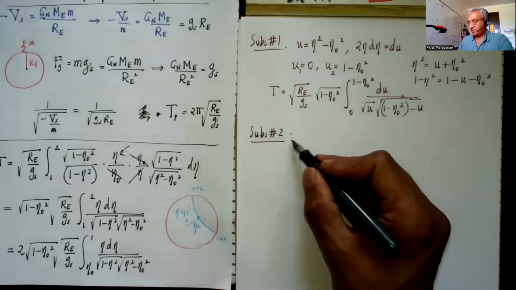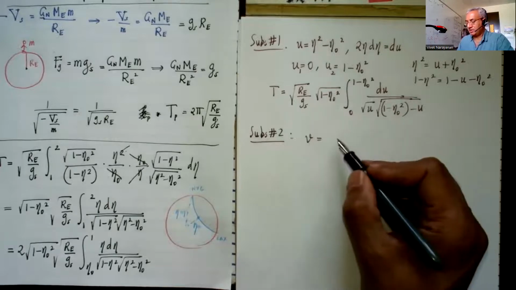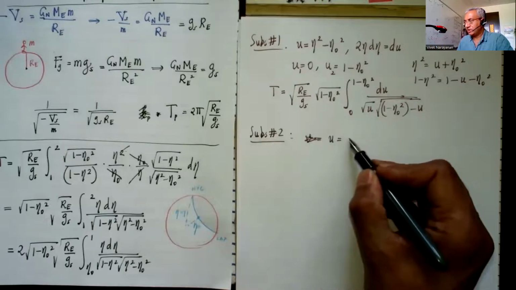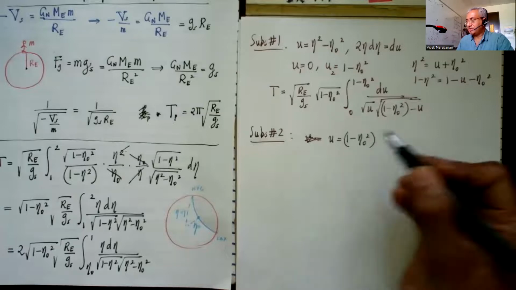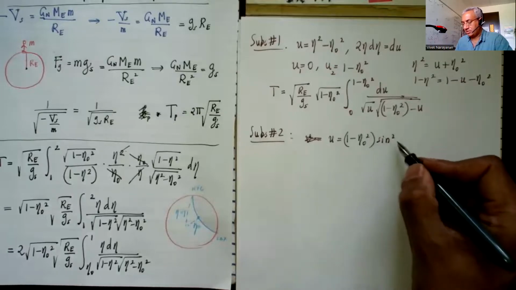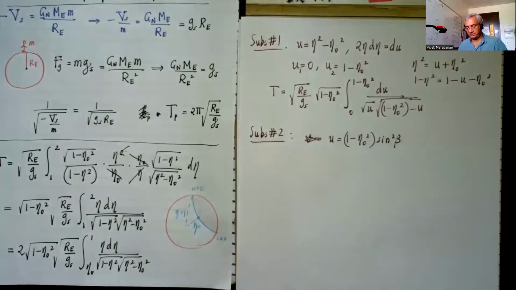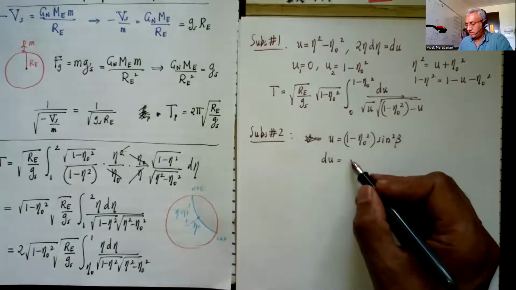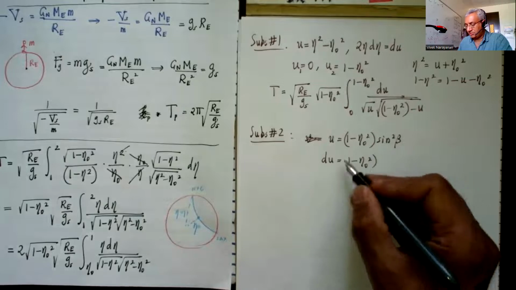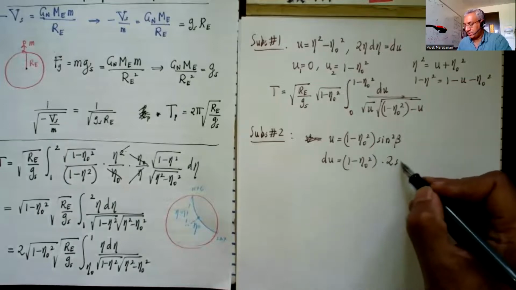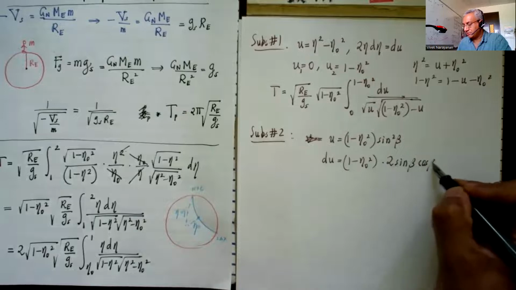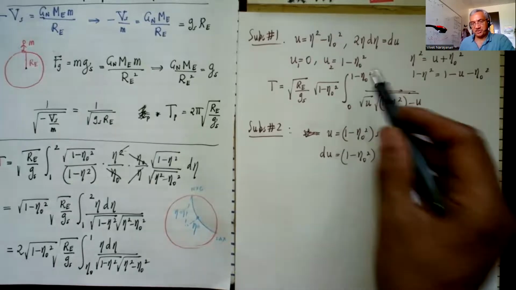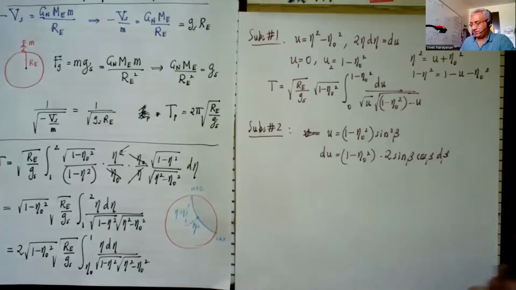I'm going to set some other quantity, actually, let's set u equals 1 minus eta naught squared times sine squared beta. You'll soon see why this is a good choice. Then du will be 1 minus eta naught squared, since that's just a constant. When I take the derivative here, I get 2 sine beta cosine beta d beta. I'm not going to bother changing the limits because that's too stressful. I'll just keep it.